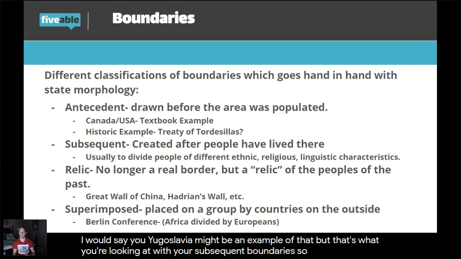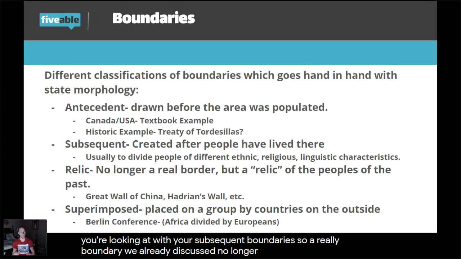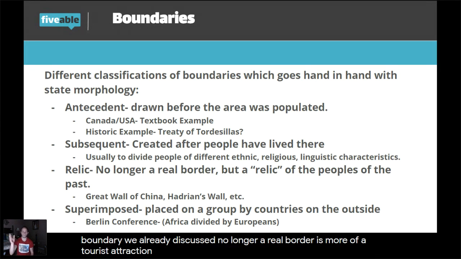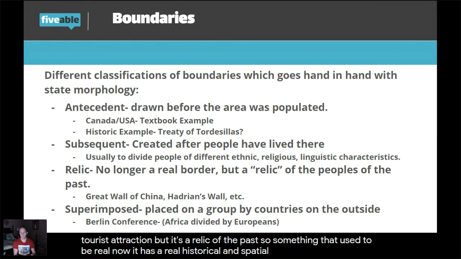So a relic boundary, we already discussed, is no longer a real border. It's more of a tourist attraction, but it's a relic of the past. So something that used to be real, now it has a real historical and spatial significance, but usually it doesn't really do anything anymore.